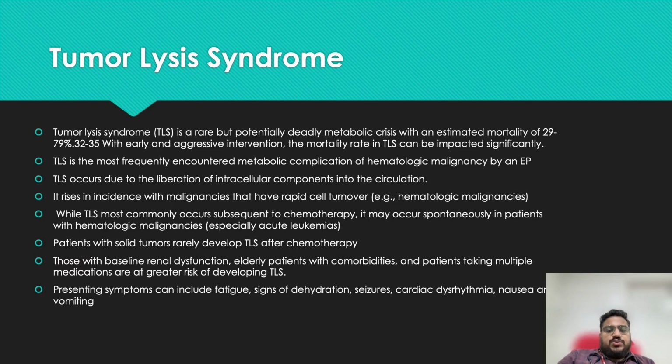Now coming to the next one, that is tumor lysis syndrome. Tumor lysis syndrome is a rare but potentially deadly metabolic crisis with an estimated mortality of around 30 to 80%. But with early aggressive intervention, the mortality can be reduced. So we need to always have a high index of suspicion. TLS is the most frequently encountered metabolic complication of hematological malignancy.